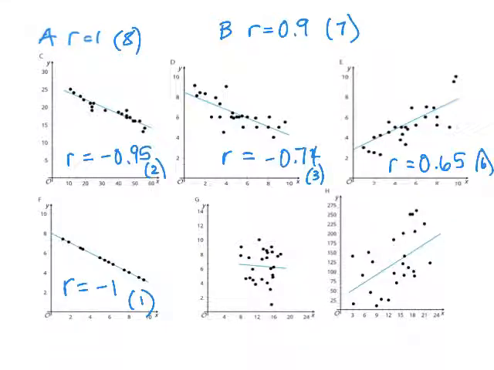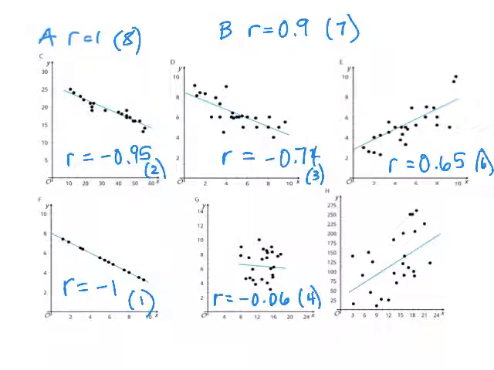And G was not a strong model at all, although it's decreasing. That is R equals negative 0.06. You can see how close to 0 that is. And that one is number 4 in the list.